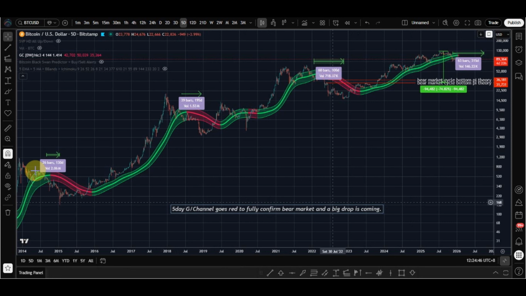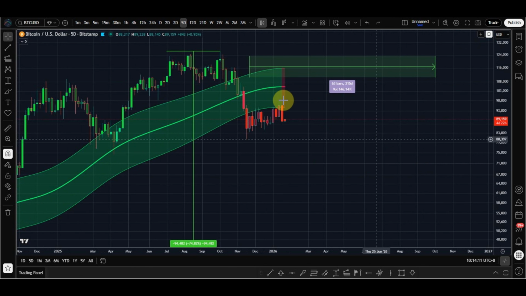This Gaussian channel I have spoken about in several videos shows it turns red in a bear market. We see each cycle it turns red, just as it has done now. The outlier is the COVID crash. A closer look at current price shows the red Gaussian channel has started.